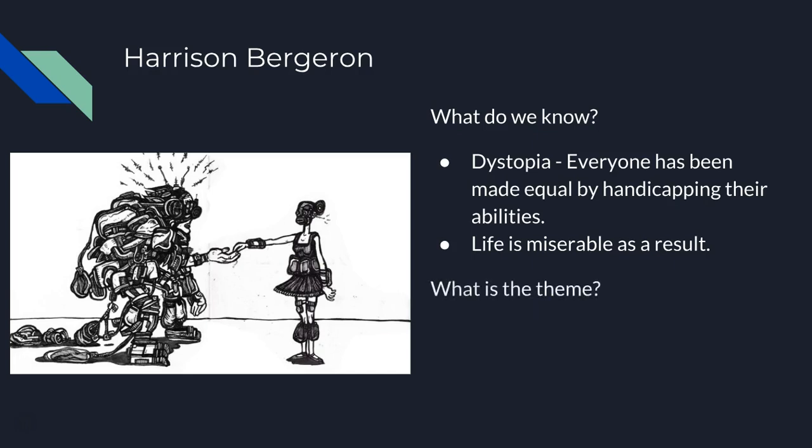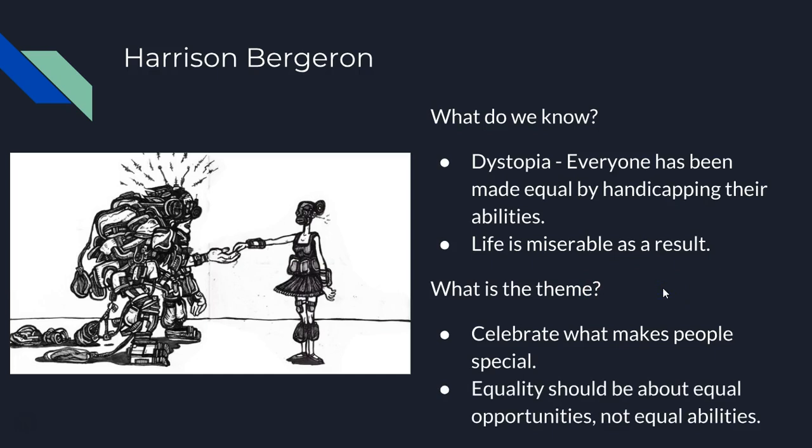So, what the author Kurt Vonnegut is trying to teach us is the theme of the story. So one possible theme could be we should celebrate what makes people special. We should look at people's special abilities and talents and admire them for it and try to learn from them and make the world a better place instead of being jealous. Another possible theme is that, yeah, equality is great. We really want equality, but equality should be about equal opportunities and not about equal abilities. So that should help you understand theme.